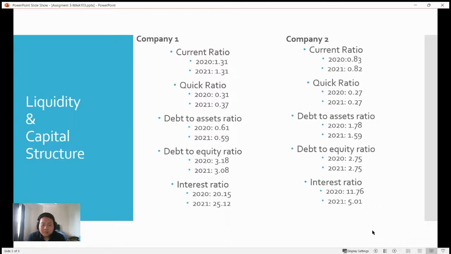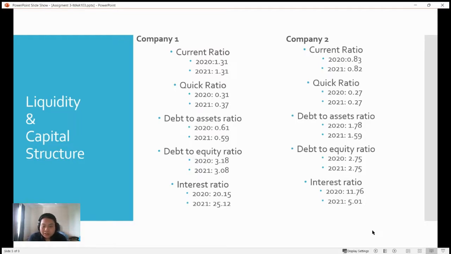Next one is quick ratio. It's the ability for them to use their reserve cash, how much reserve cash they have. For company one and two, as you can see, both have terrible numbers, but company one has slightly better numbers, and they are improving, unlike company two, which is stagnant at 0.27.